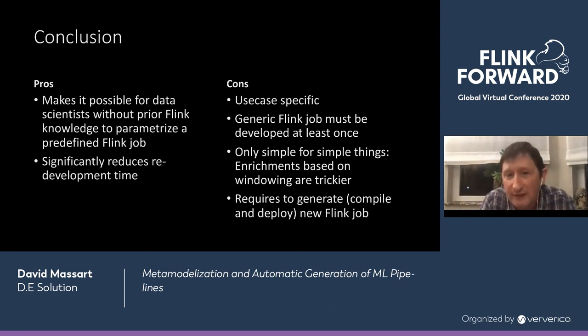Of course, it's a very specific use case, and we take as much advantage as possible of that use case. Of course, the generic Flink job must be developed at least once, and if a data scientist comes the first time with an enrichment that is totally new, then things have to be added, they need to be coded. There is no miracle there. Also, it works for simple things, but a lot of things are simple. When you need to express some code and logic, it becomes much trickier. And of course, you always are required to generate, compile and deploy the newly generated Flink job. It's not dynamic. So that's also a con.